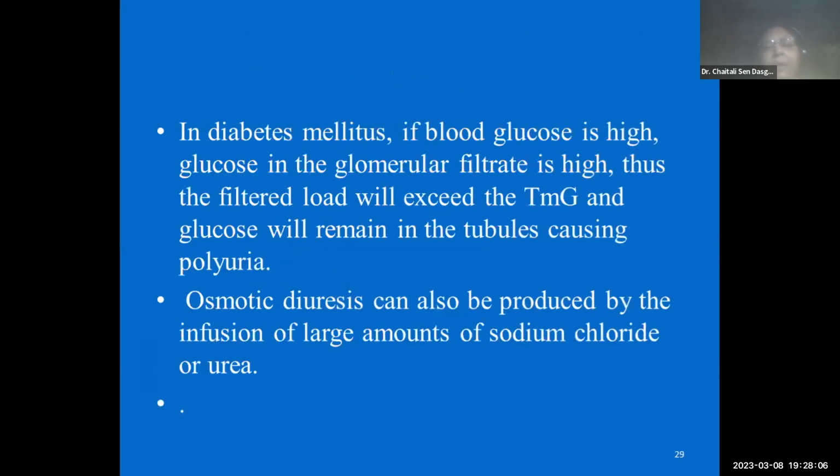In diabetes mellitus, when the blood glucose is high, glucose in the glomerular filtrate is also high. Thus, the filtered load exceeds the TmG, and glucose remains in the tubules, holding more water and causing polyuria. Osmotic diuresis can also be produced by the infusion of large amounts of sodium chloride or urea.